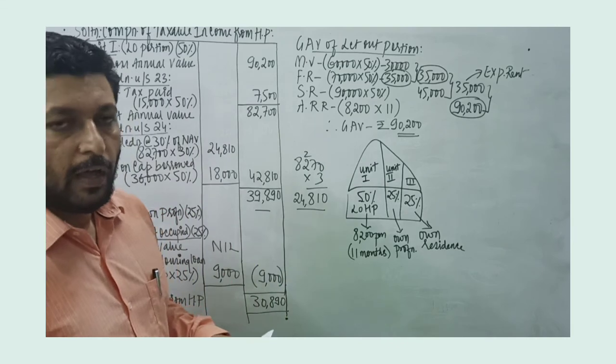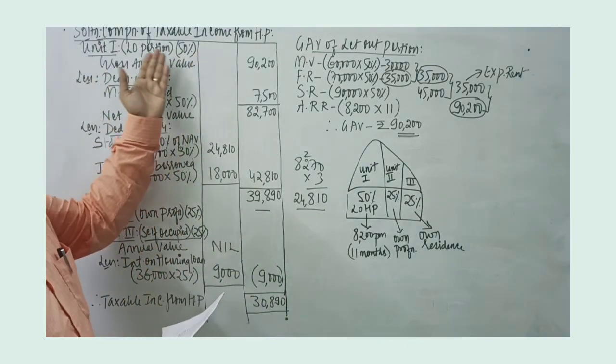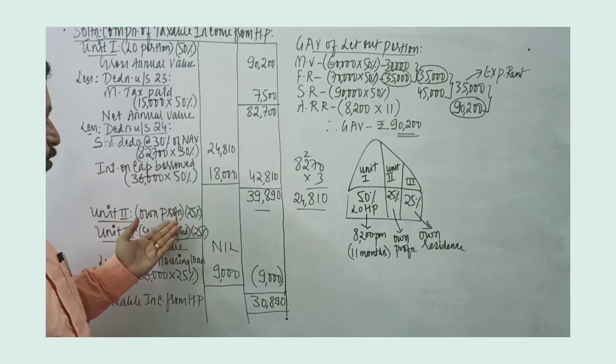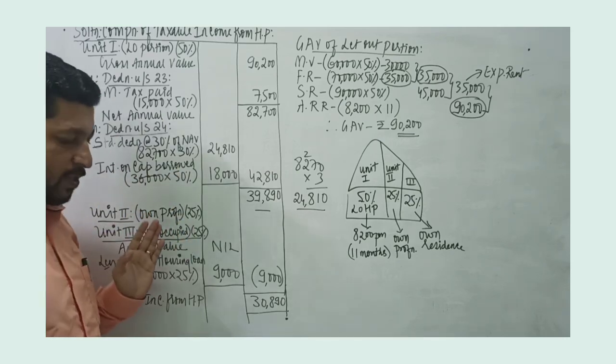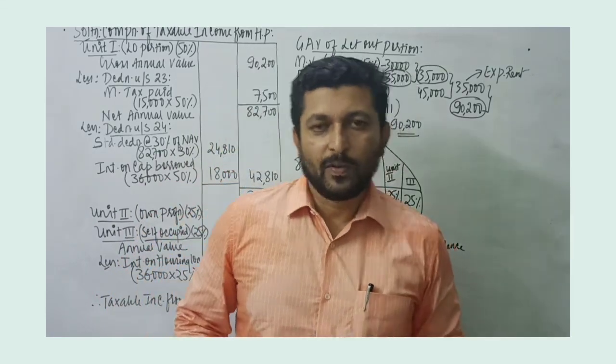So this is about this problem of Dr. James, where 50% portion is let out, 25% is used for own profession, and 25% is self-occupied portion. I hope this problem is clear. Thank you.